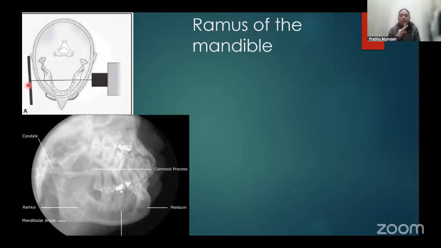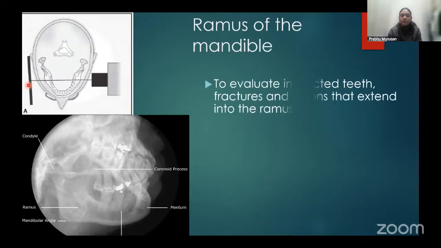Okay, so PA mandible comes in three projections: to look at the anterior body of the mandible, to look at the posterior body of the mandible, and to look at the ramus of the mandible.